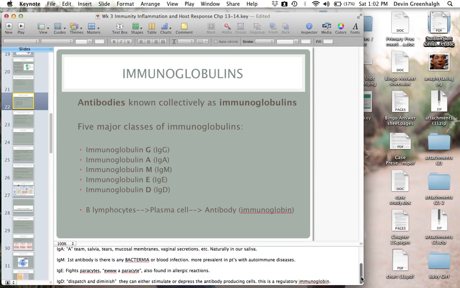So IgG, what we're born with, 3/4 of our antibodies are made of this. IgA is the A team, saliva, tears, mucous membranes. IgM has to do with bacteremia or blood infections. IgE, E equals parasites. They destroy parasites. And then IgD, dispatch and diminish, stimulate or depress the antibody-producing cells.